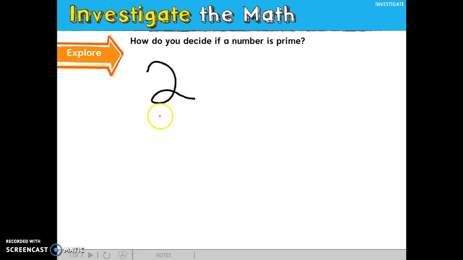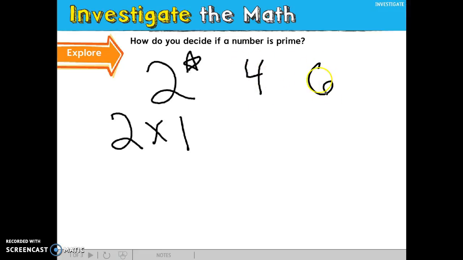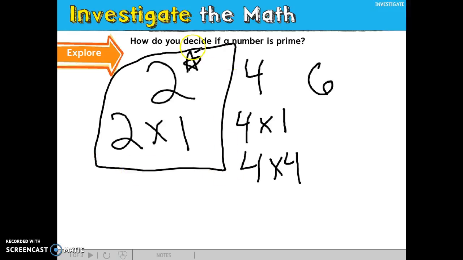2 is a really interesting number because the only way we can get 2 is to multiply 2 times 1. Which means that 2 is the only prime number that is also even. All other even numbers like 4 and 6 have more than two sets of factors. So for 4 we can multiply 4 times 1, or we could also multiply 2 times 2. So 2 is a very special number because it's the only even prime number.